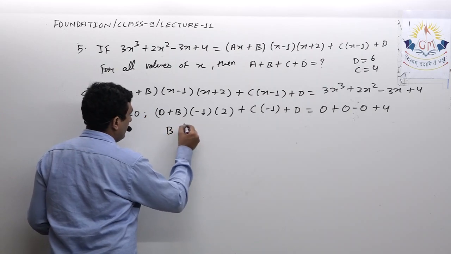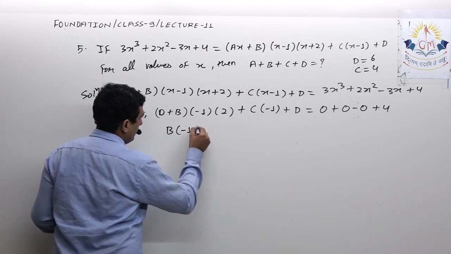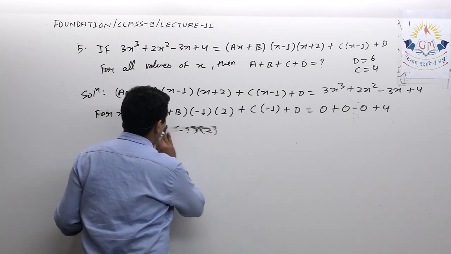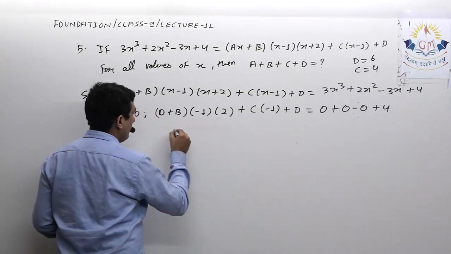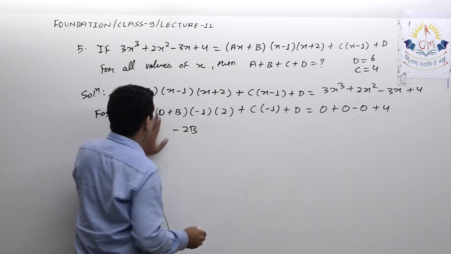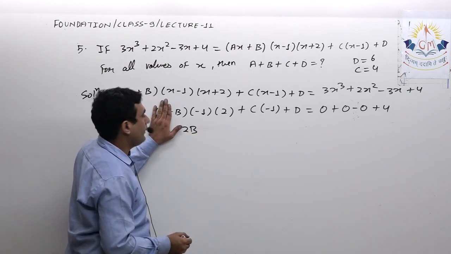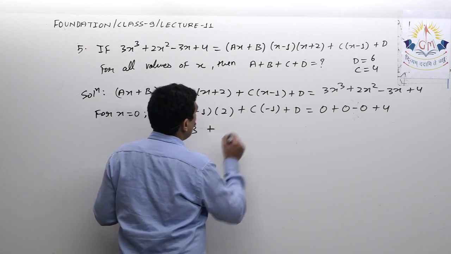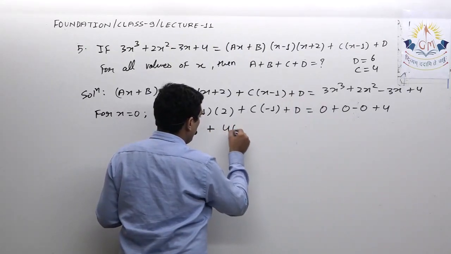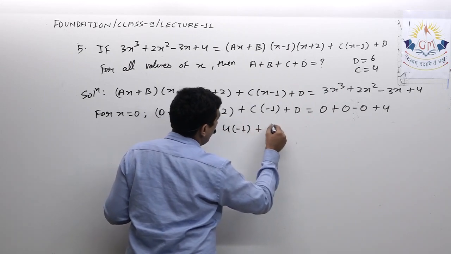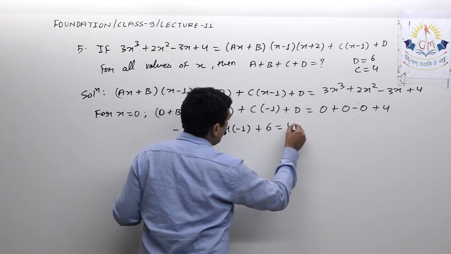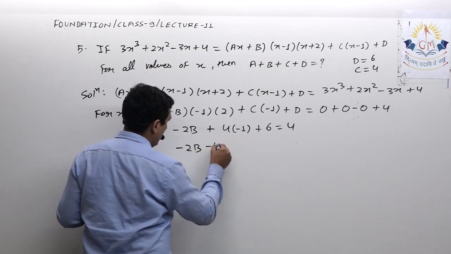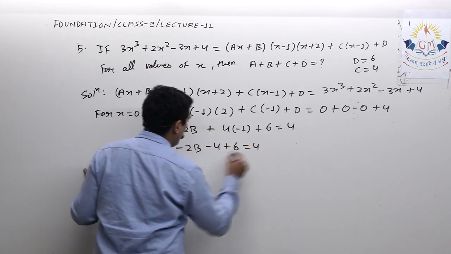So b minus 1 into 2, or directly I can write this is minus 2b, isn't it? This is b only, 2 into minus 1 into b, that is minus 2b, plus c we have already 4, 4 into minus 1, d we have, that is 6, is equal to 4. So this gives you minus 2b minus 4 plus 6 is equal to 4.